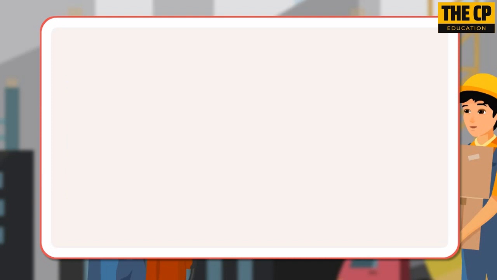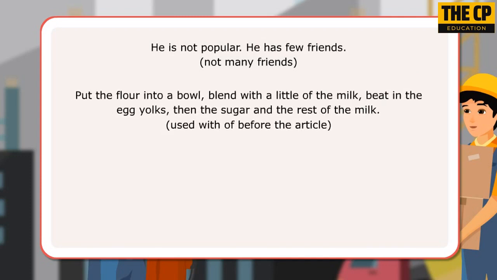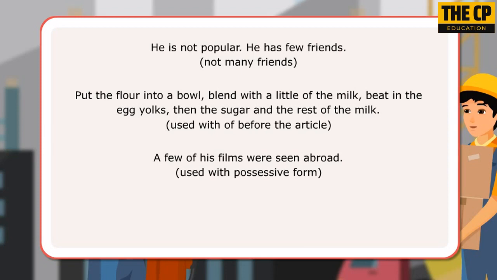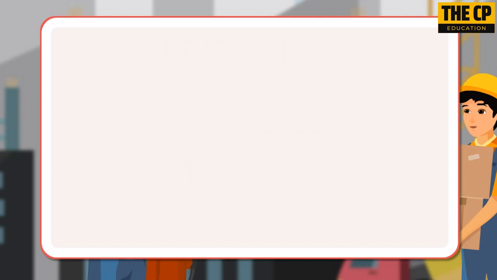Let us look at a few examples. He is not popular. He has few friends. Not many friends. Put the flour into a bowl. Blend with a little of the milk. Beat in the egg yolks, then the sugar and the rest of the milk. Used with of before the article. A few of his films were seen abroad. Used with possessive form. There is a little hope of his recovery, used in the positive sense, some.